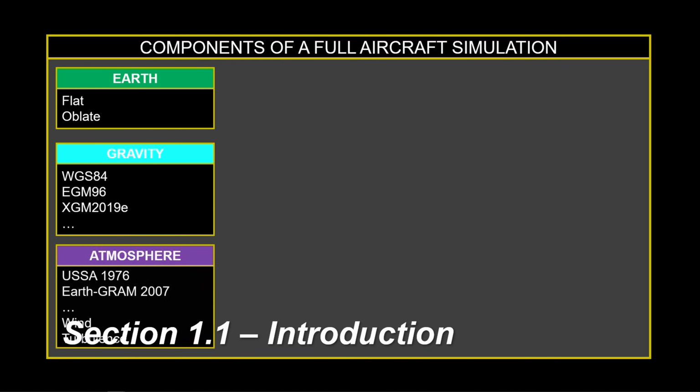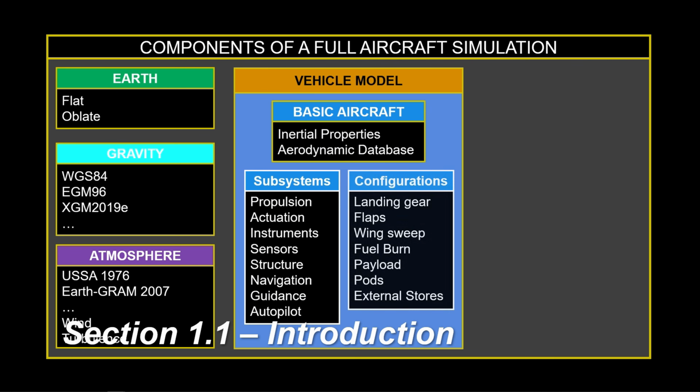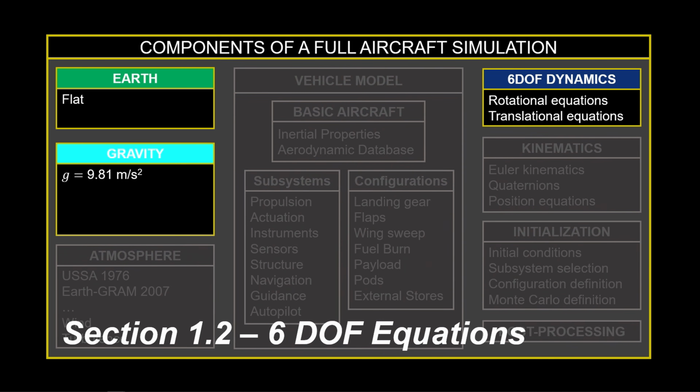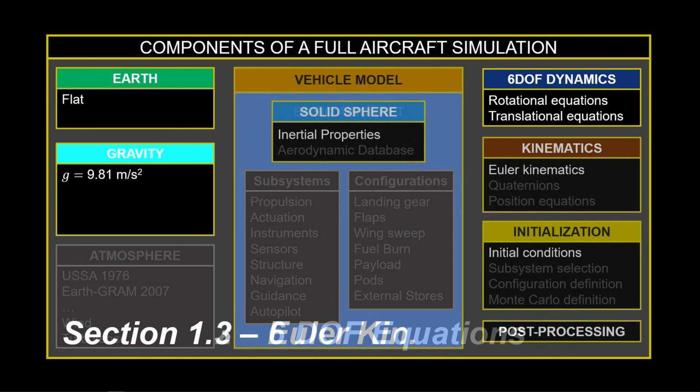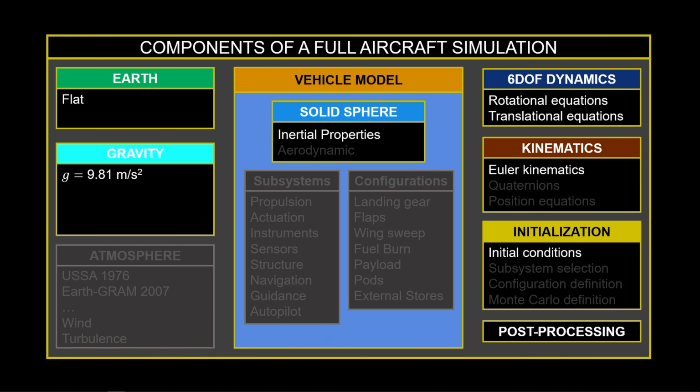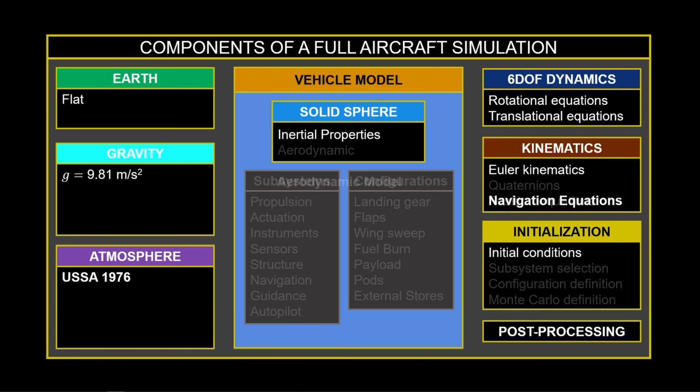To recap the series, we first introduced the primary components of a full aircraft simulation. We then explained and coded the 6-DOF equations. In the third lesson, we explained the Euler kinematics and performed our first simulations with a sphere falling in a vacuum under gravity. In this lesson, we take a few steps forward. We explain the navigation equations, we build in an atmospheric model, and we add an aerodynamic model.